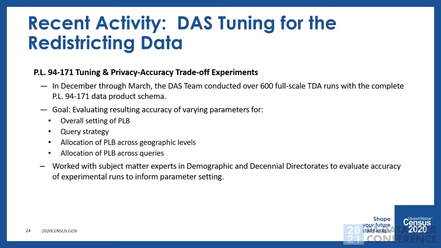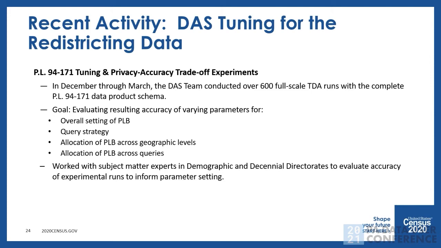So what have we been doing recently with the disclosure avoidance system? Well, from December through March, our disclosure avoidance system team was focusing their attention on tuning our algorithms to ensure fitness for use for the PL 94-171 redistricting data. And we did this by conducting over 600 full-scale runs of our disclosure avoidance system against the complete PL 94-171 data product schema using 2010 census data as the input. Our goal in conducting these experiments was to be able to evaluate the results on accuracy of varying a number of these parameters or dials within the system.